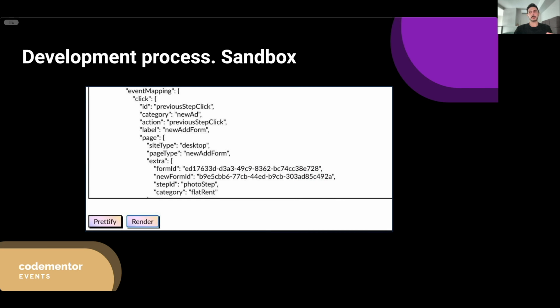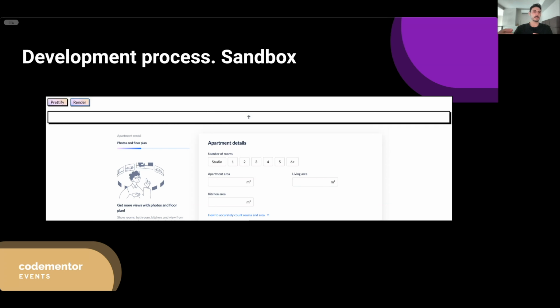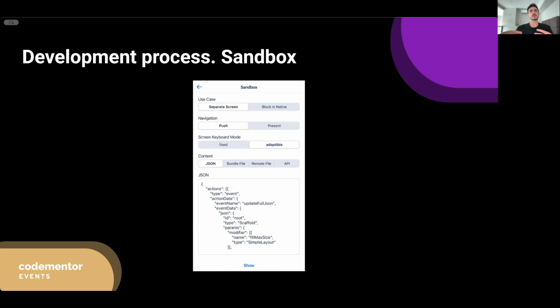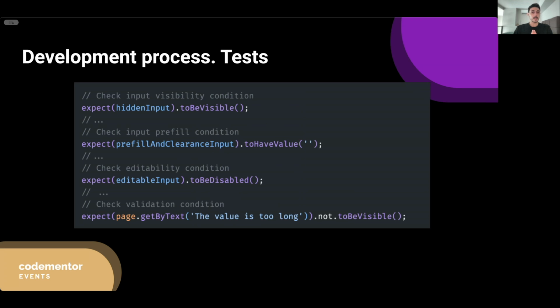We also need to think about our development experience because, as I've said, backenders will build the UIs and they will need to see what they are building. For that, we built a sandbox that allows them to see the results of the scheme they are building. When you click the render button, you will see the UI that you've created so far. For mobile platforms, we have the same sandbox, but with some mobile-specific options.